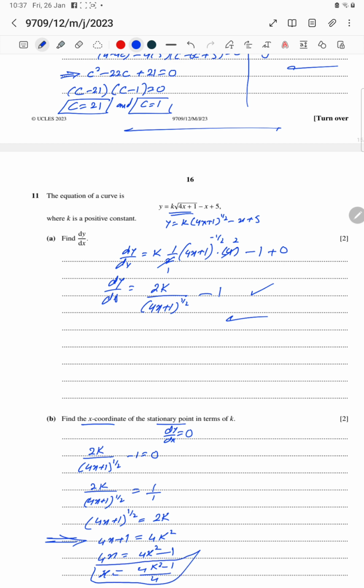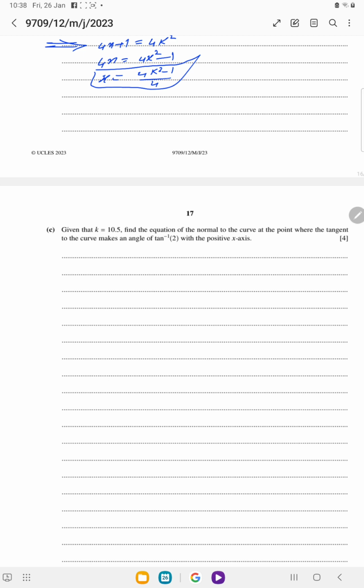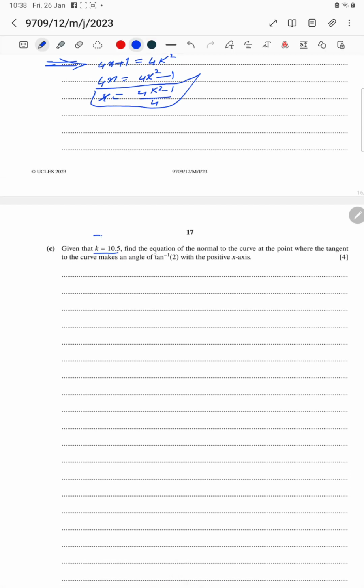Okay guys, this is now the final part of the paper, May 2023. Given k equals 10.5, find the equation of the normal to the curve at the point where the tangent to the curve makes an angle theta. It means theta is tan inverse of 2. So tan theta is equal to 2. As we know, tan theta represents the gradient, that is m. This is the gradient of the tangent.